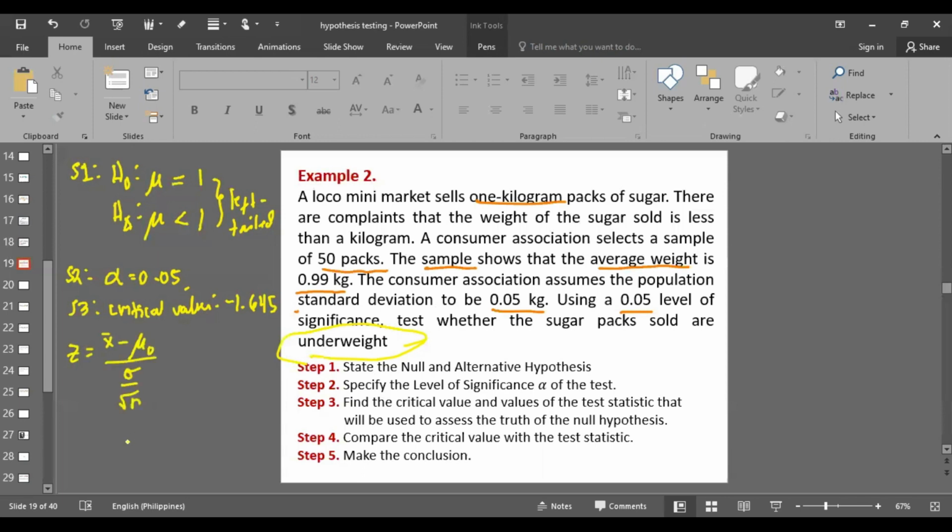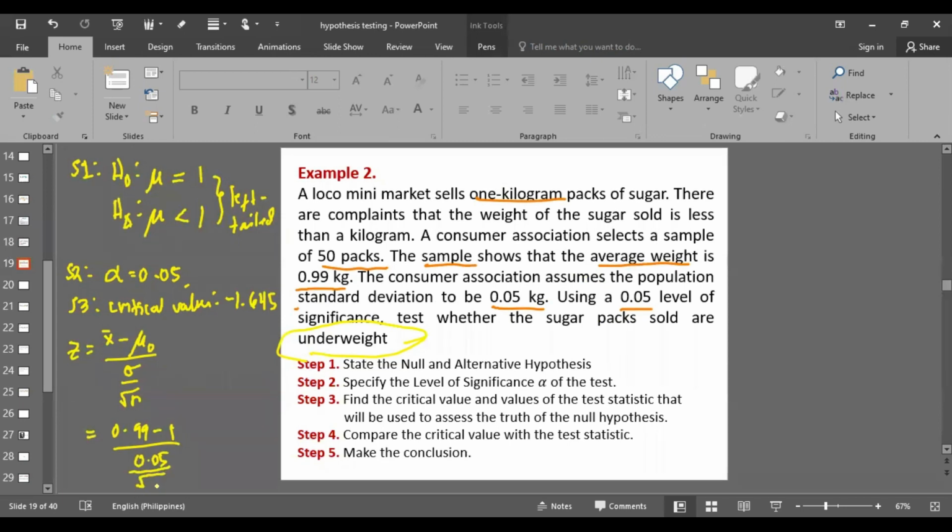Again, we have this formula. So let's do the substitution. What is the given sample mean? It's 0.99 kilograms. Subtract it to the hypothesized population mean, which is 1. All over, the given population standard deviation is 0.05. Divide it by the sample size, which is 50. Then use your scientific calculator. It's negative 1.41. So let's have the graph.